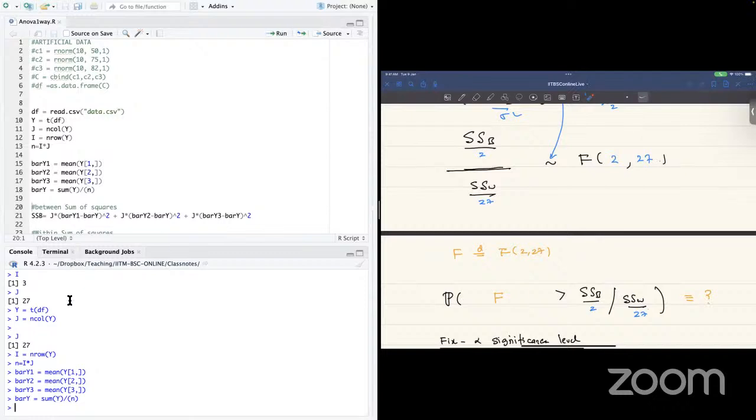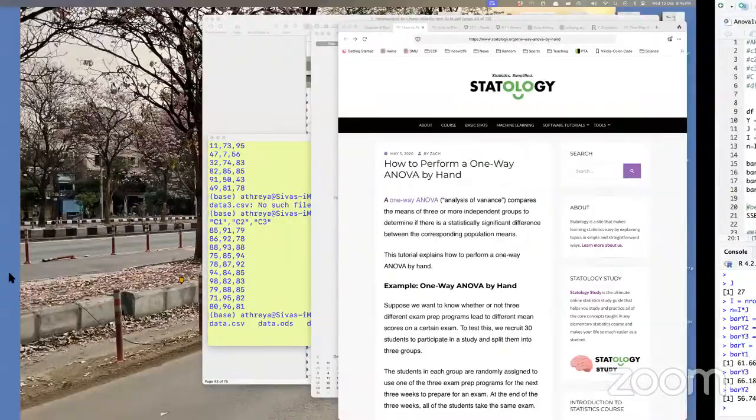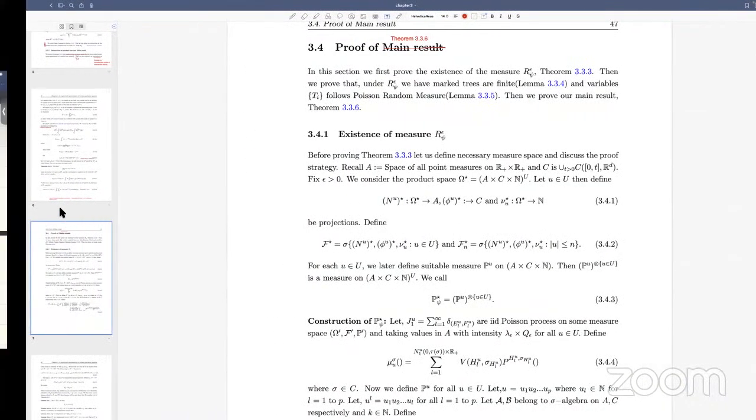So let's look at the means. Let's see, bar Y1 is this, bar Y2 is this, Y3 is this, bar Y4 is this. So they're kind of close by. They're not very, very far. They're kind of close by, right?